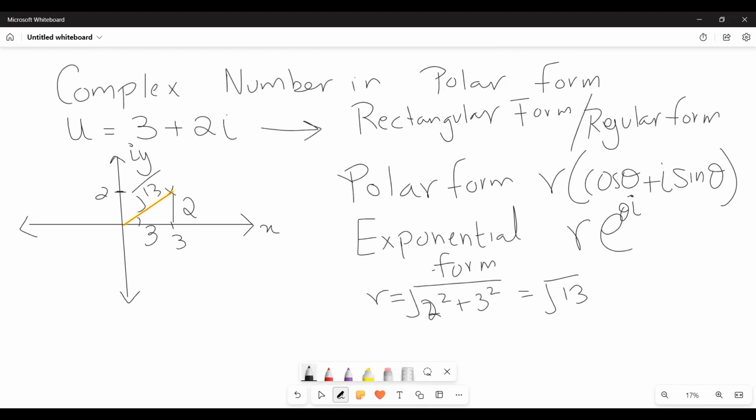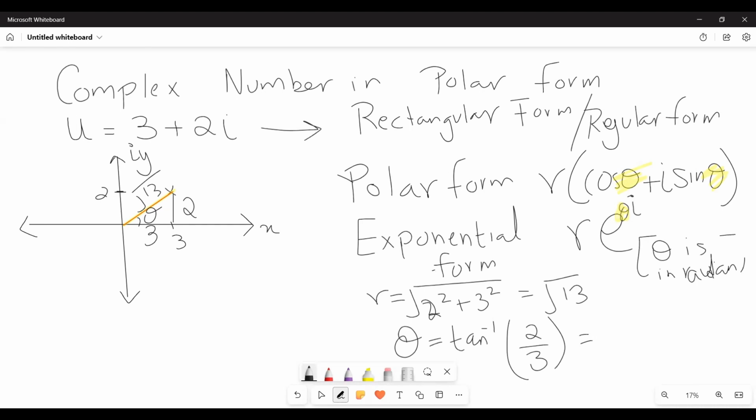And what is theta? Theta is simply this angle. So theta is tan inverse 2 upon 3, tan inverse y over x. And remember this theta is in radians. These have to be in radians. ये मैंने radians लिखने की कोशिश की है. Okay, so what is tan inverse 2 over 3?